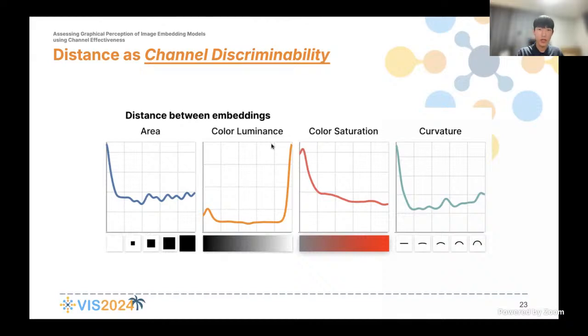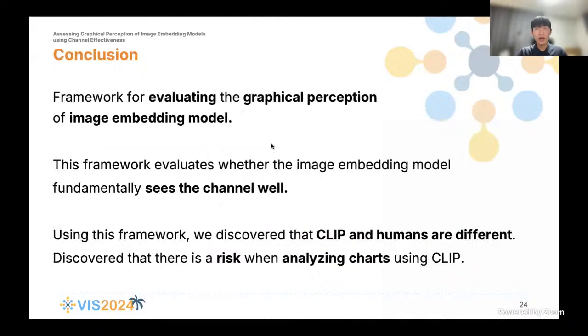However, for other channels, we noticed that distance drops after a certain threshold, but we did not have any specific interpretation. In conclusion, our framework evaluates the graphical perception of image embedding models and demonstrates that CLIP does not perceive visual channels in the same way that humans do. This highlights the potential risk when using models like CLIP for tasks that require precise graphical perception, such as chart understanding or visual data interpretation.